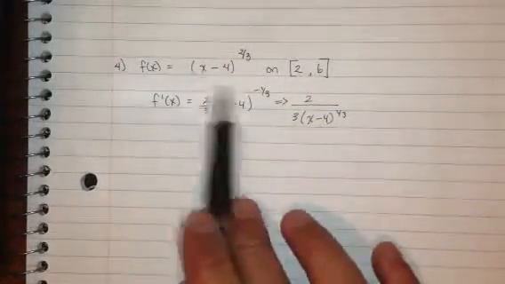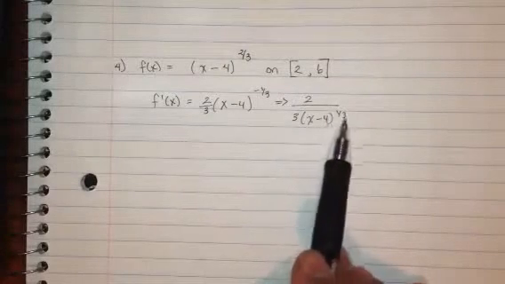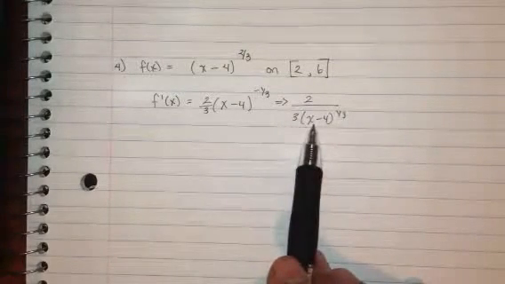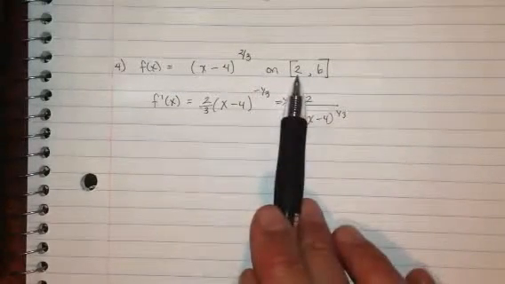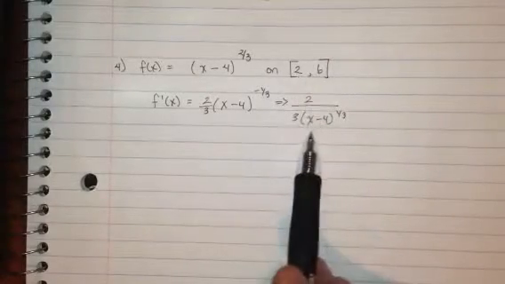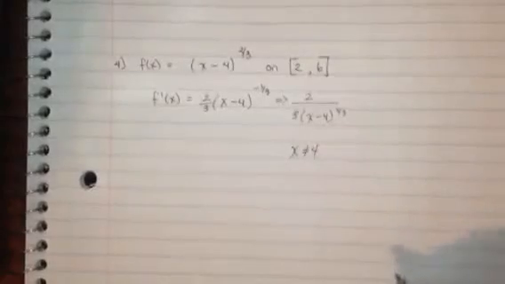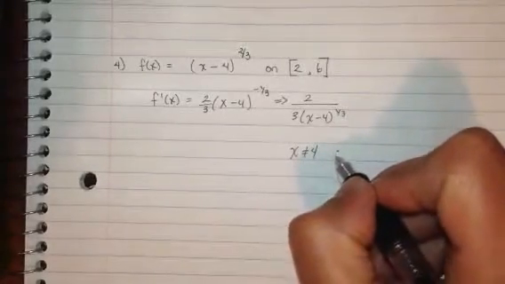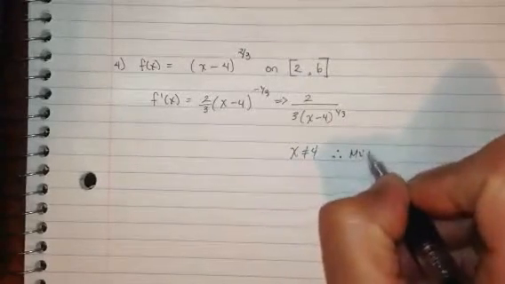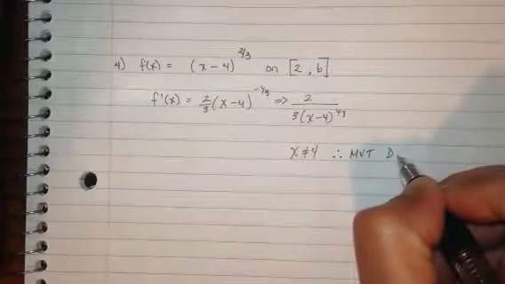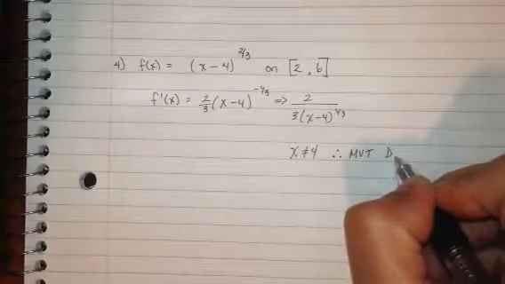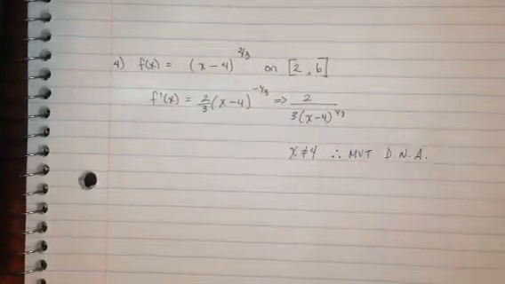Now, remember, x cannot be equal to 4 because now this guy's in the denominator. So what happens? Look at 4 is between 2 and 6. X cannot be equal to 4. So what does that mean? Therefore, mean value theorem does not apply. It just does not apply.